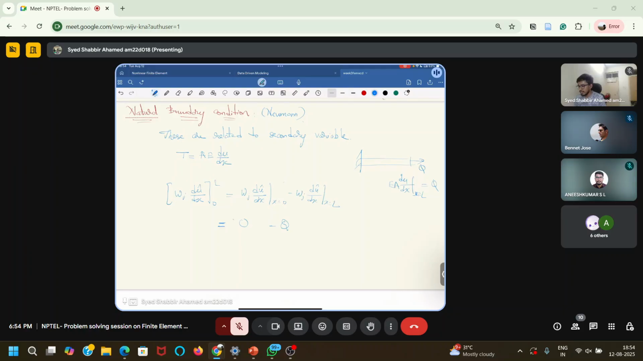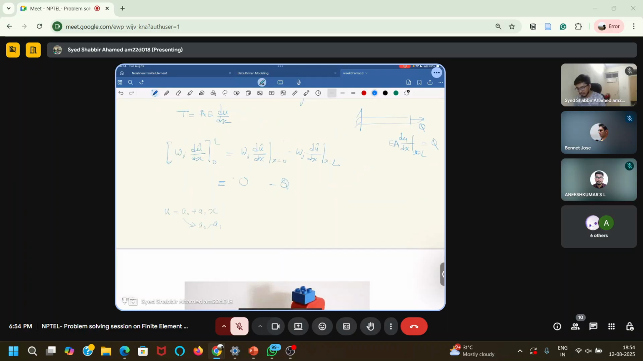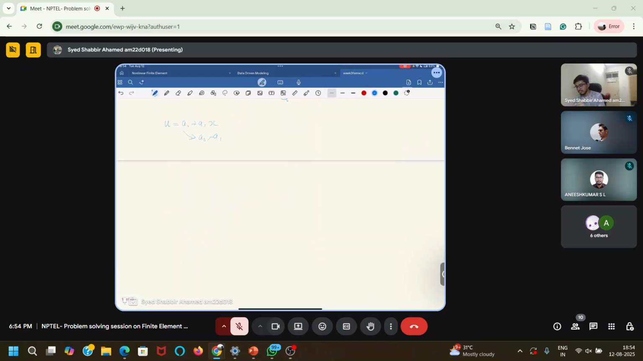You just have to get the integrating constants. If you are assuming the approximate solution as a naught plus a1x, then we have to find out what a naught and a1 are. That can be found out very easily, and it is not a very difficult process. But I wanted to revise the weighted residual method, and this is the whole essence of it.